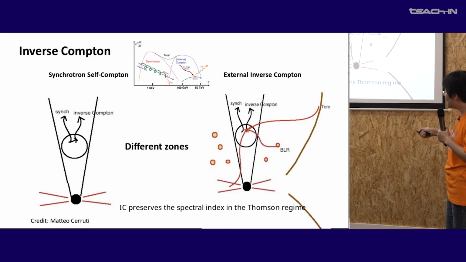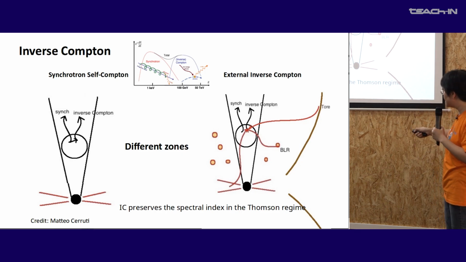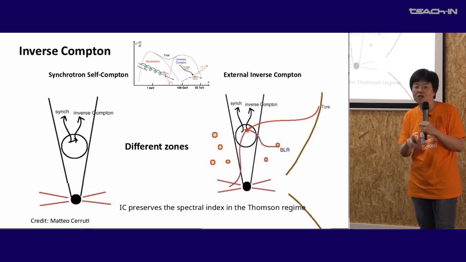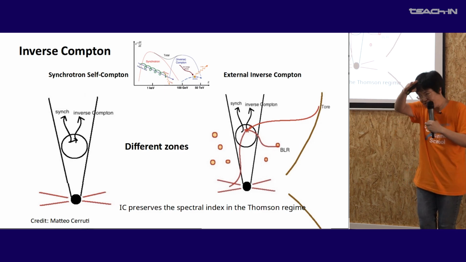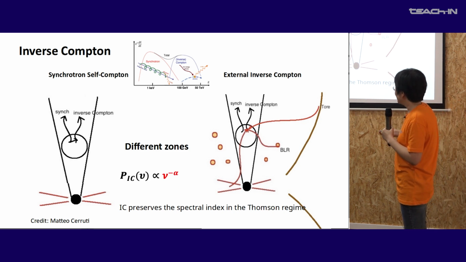And you will see the shape of your inverse Compton preserves the spectral index of the Thomson regime. It's like they follow the shape of your electron, right? They will have the same shape. So here is the inverse Compton.